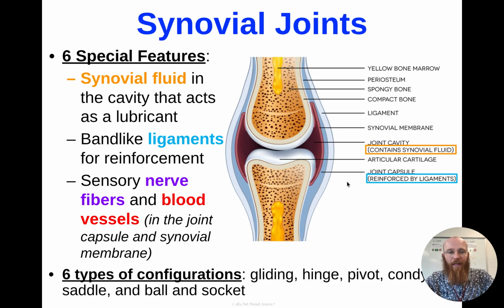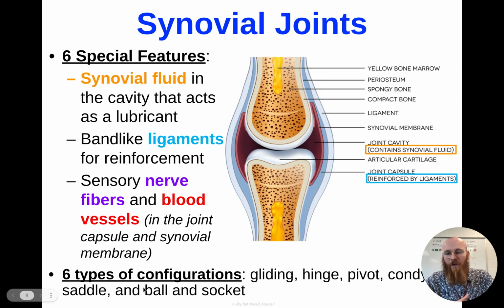We have a band-like set of ligaments. Again, this is this outside here in light blue, these outside or supporting structures. Remember that ligaments are what connect bone to bone as opposed to tendons, which are muscle to bone. So for this joint, we're talking about bone to bone connection via ligaments. And then finally, we also are going to have sensory nerve fibers and blood vessels. Those are within the joint capsule and that synovial membrane that basically allows for nutrient exchange and innervation so that we can have nervous and cardiovascular input into these joints as well.